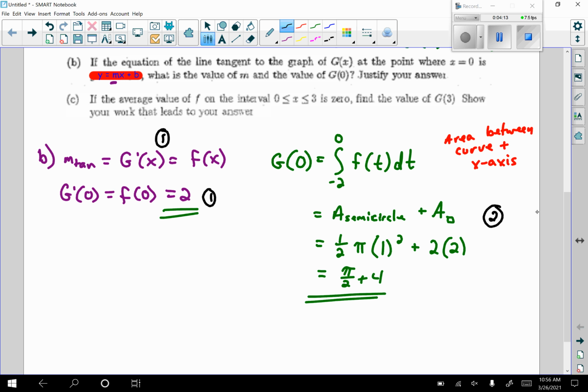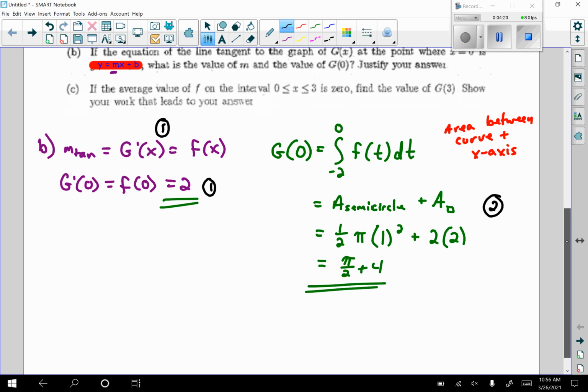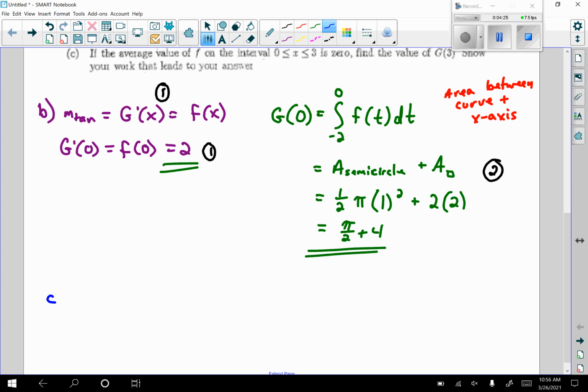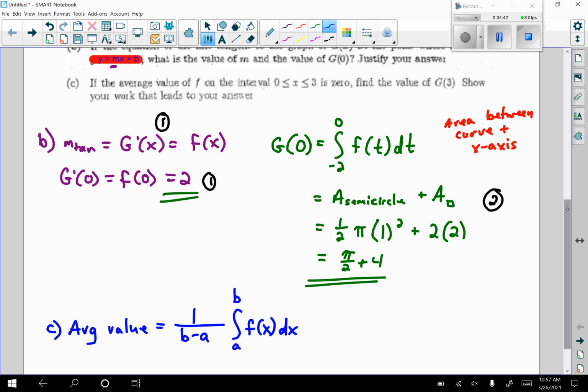Now let's take a look at C. If the average value of f on the interval from 0 to 3 inclusive is 0, find the value of g of 3. Show your work that leads to your answer. So we want to be thorough here. We want to write out the formula and always label what it is you're calculating. It's the average value, which is equal to 1 over b minus a times the integral from a to b of f of x dx. Or in this case, f of t dt. We could write it that way.